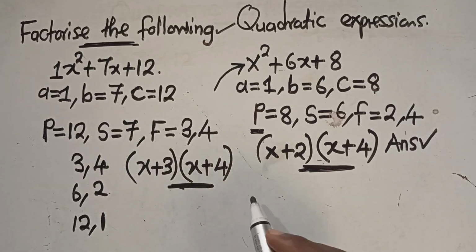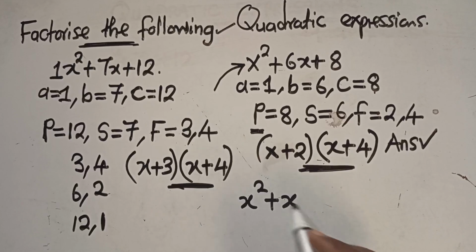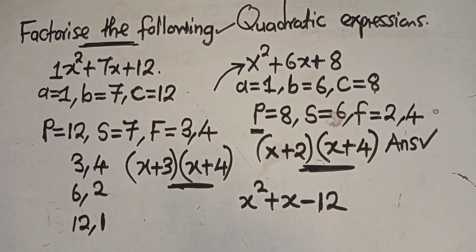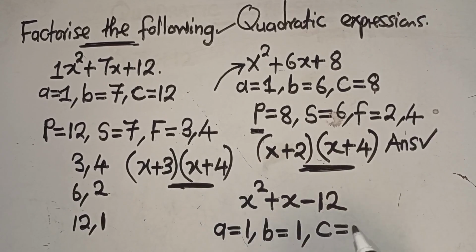What if you are given a question like this? You are given a question, let's say x squared plus x minus 12. You know that the way this one is given, what is your a? Your a is 1. What is your b? Your b is also 1. What is your c? Your c is negative 12.